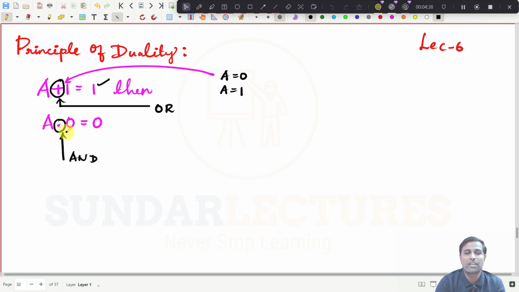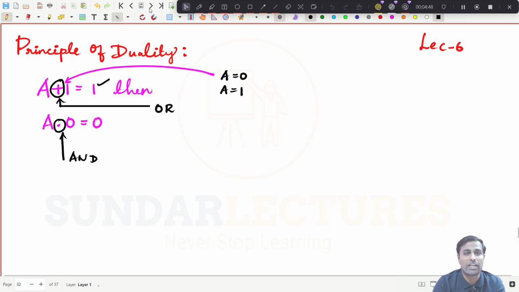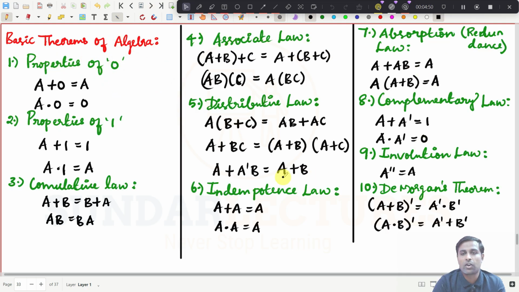So what will the expression be here? A dot 0 will be 0. Multiplication of anything with 0 will give you what? Obviously it will give you the 0 value, right? So this is the principle of duality. And then these are all the theorems or laws, right?